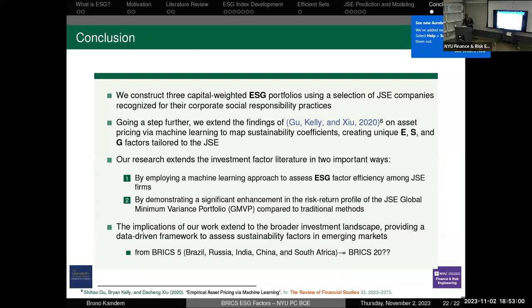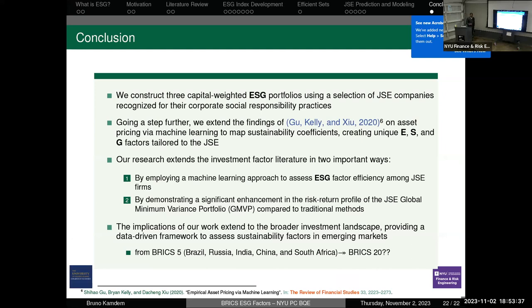So the implication of our work extends to the broader investment landscape, providing a data-driven framework to assess sustainability factors in emerging markets. We spoke about elasticity, how some of the indices that we just derived can be used later to study the implication or elasticity between individual firms. And as you know, BRICS is in the process of expanding. At the recent BRICS conference, they talked about extending to maybe 20 more countries.